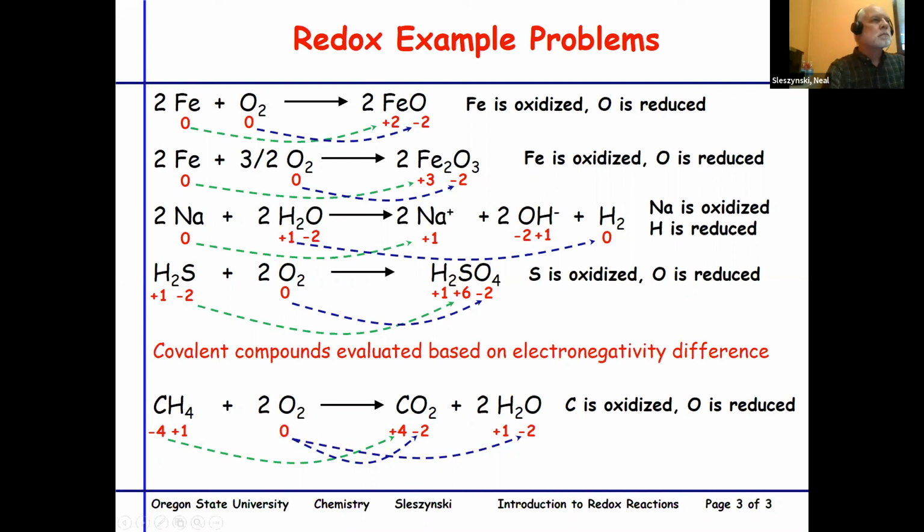To loop back around to our definitions of reducing agents and oxidizing agents, in this reaction, carbon is the reducing agent because carbon is forcing the reduction of oxygen. Oxygen is the oxidizing agent because it is forcing the oxidation of carbon in this reaction.